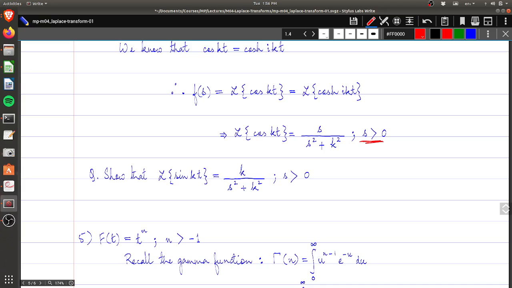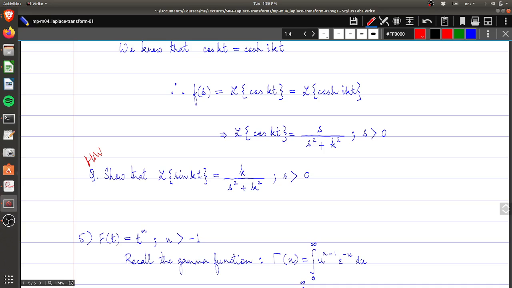In a similar way, I would like you to do this also as homework. Work out the Laplace transform of the sine function. It turns out to be this one, and you just have to prove that.